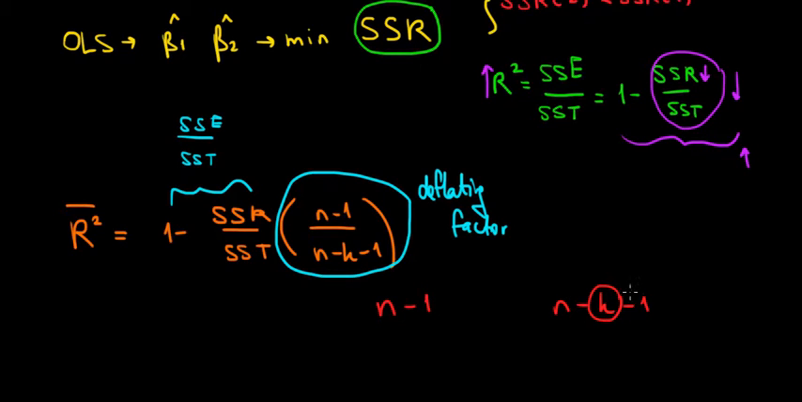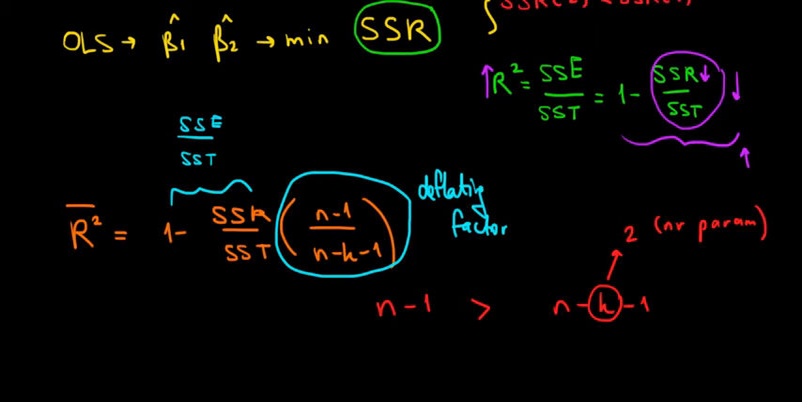k is the number of parameters in the model. So in this case, we would have two variables in the full model. So that's going to be 2, the number of parameters. Now, n minus 1 versus n minus 2 minus 1. Obviously here we're subtracting more from n, so this value is smaller than n minus 1. In other words, n minus 1 is greater than n minus k minus 1.